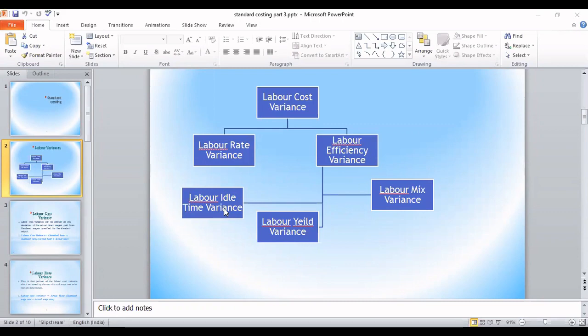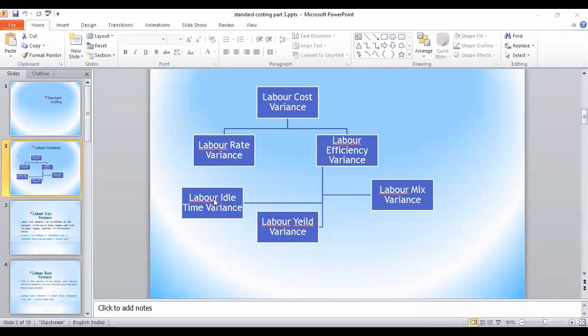So first let's talk about idle time only. Can you tell me what you mean by idle time? This we have already studied in labor costing last semester. Come on, what do you mean by idle time? Free time. Yes, it is the time when labor is doing nothing. It is the time spent by labor doing nothing. So that time we call idle time. This idle time variance is always going to come in adverse only.